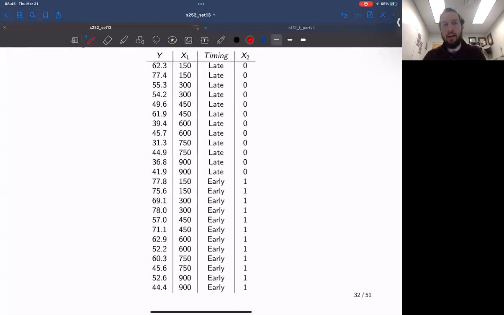Here's the data laid out in terms of the x1 and x2 values that we're going to use to fit the model. We have all of our response variables, which are the y values. We have all of our x1 variables, which are the light intensity. And then the x2s are just zeros and ones, corresponding to whether they're late or early. So the data would be columns 1, 2, and 4: the Y, X1, and X2, and we wouldn't even use the timing labels in the actual process. Okay, any questions?